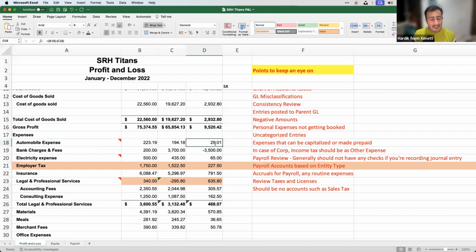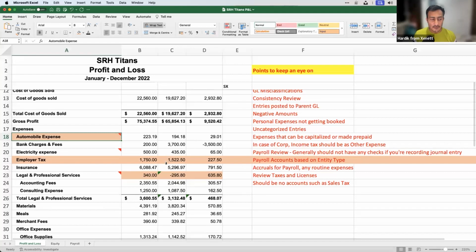Now, one of the mistakes that we have also seen with this kind of expense account is that people also book the travel expenses with this because they feel like it's something related to car. They would just put it here, right? So things like this we need to make sure that we pay attention to.